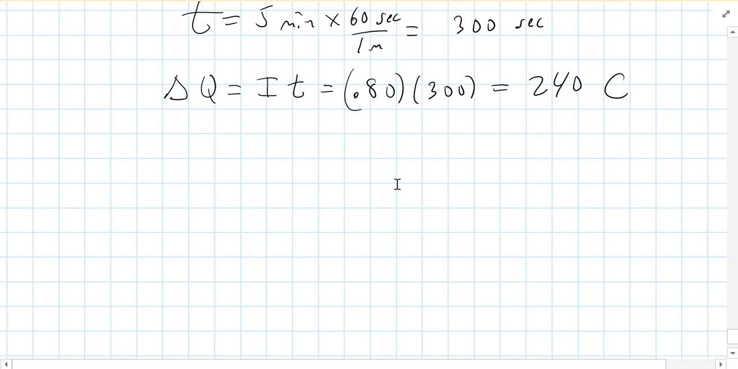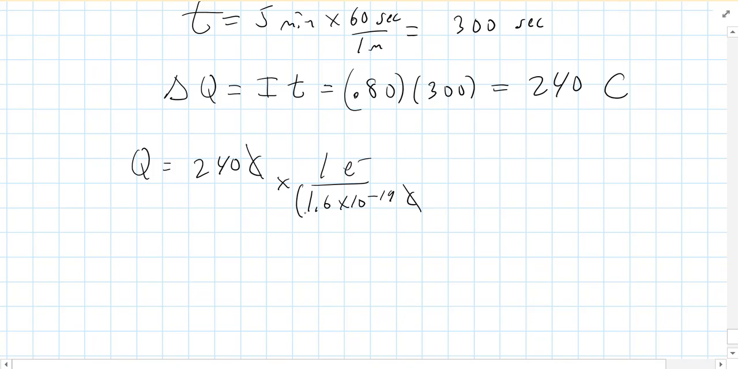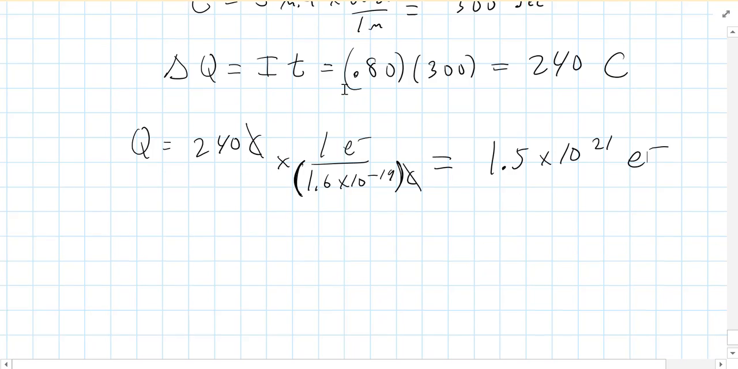Now, how many electrons was that? Then you take that number, 240 coulombs, and we know that 1 electron is 1.6 times 10 to the negative 19th coulombs. Your coulombs cancel out. In your calculator, when you divide by this, I would strongly urge you to put this in parentheses so your calculator doesn't mess this up for you. When you divide those numbers, you get a very big number. You get 1.5 times 10 to the 21st electrons travel through that light bulb in that 5 minutes.